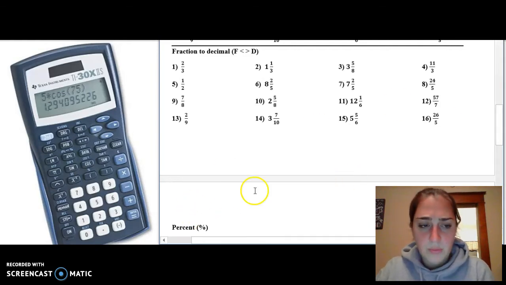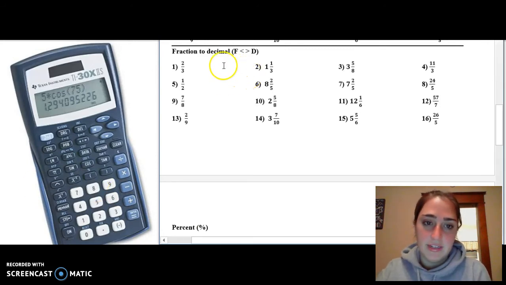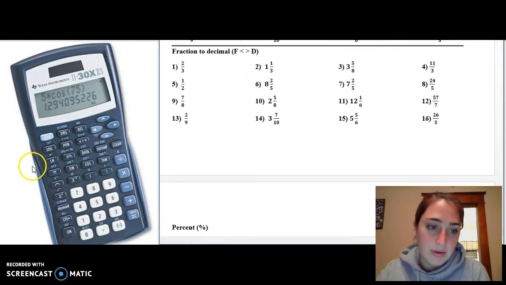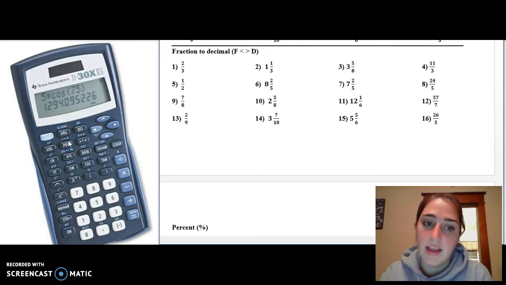So when you type in the fraction, you're going to type it in using the ABC key first. And then you're going to hit the F to D one after that, which is actually the one above. The key actually says PRB, but above it is the F to D. So that means we're going to do second PRB, which is going to give us the F to D. Okay, so fraction to decimal, that's all it's saying there.